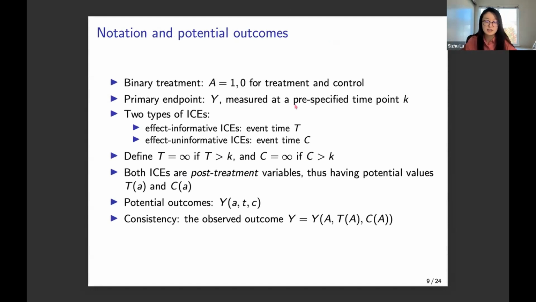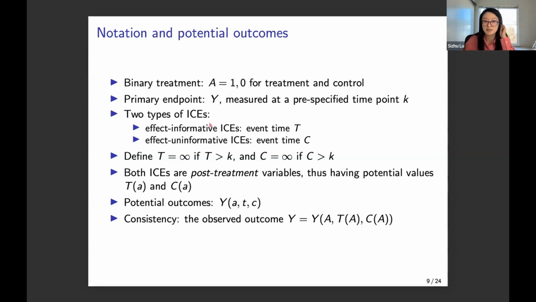So in our proposed method, we're going to solve this challenge. Before that, I'm going to introduce notation. We're going to use A for the binary treatment and Y to denote the primary endpoint. And note that, again, this outcome is not measured immediately after the treatment initiation. It's actually measured sometime after the treatment, and this time is pre-specified. So this K is the measurement time point of the outcome. It is fixed, it is known. In our example, it is week 52.